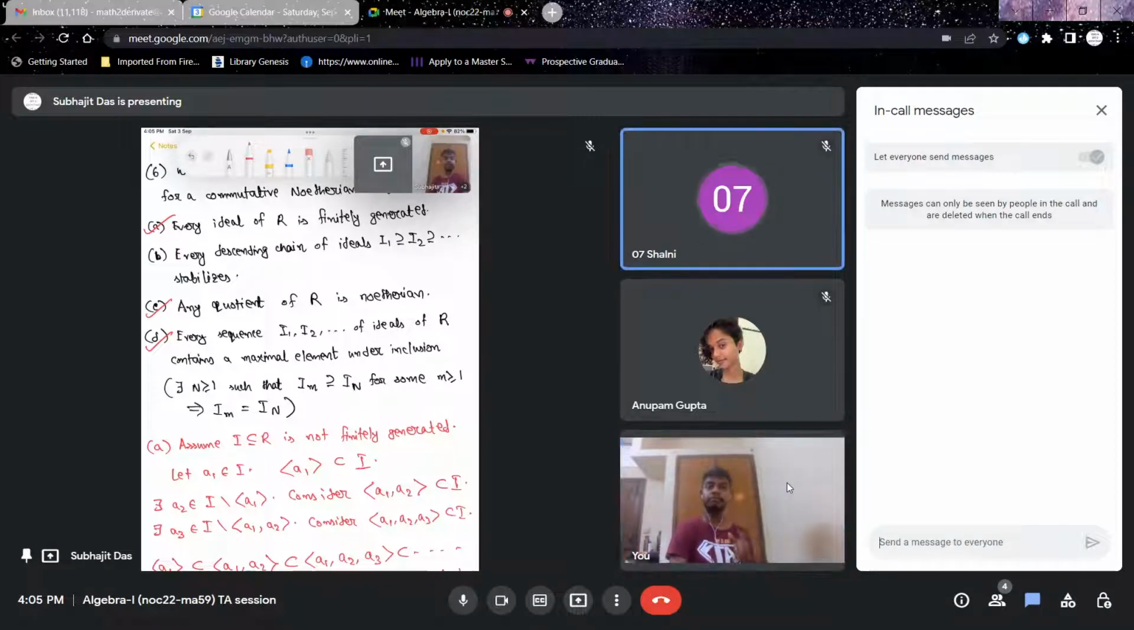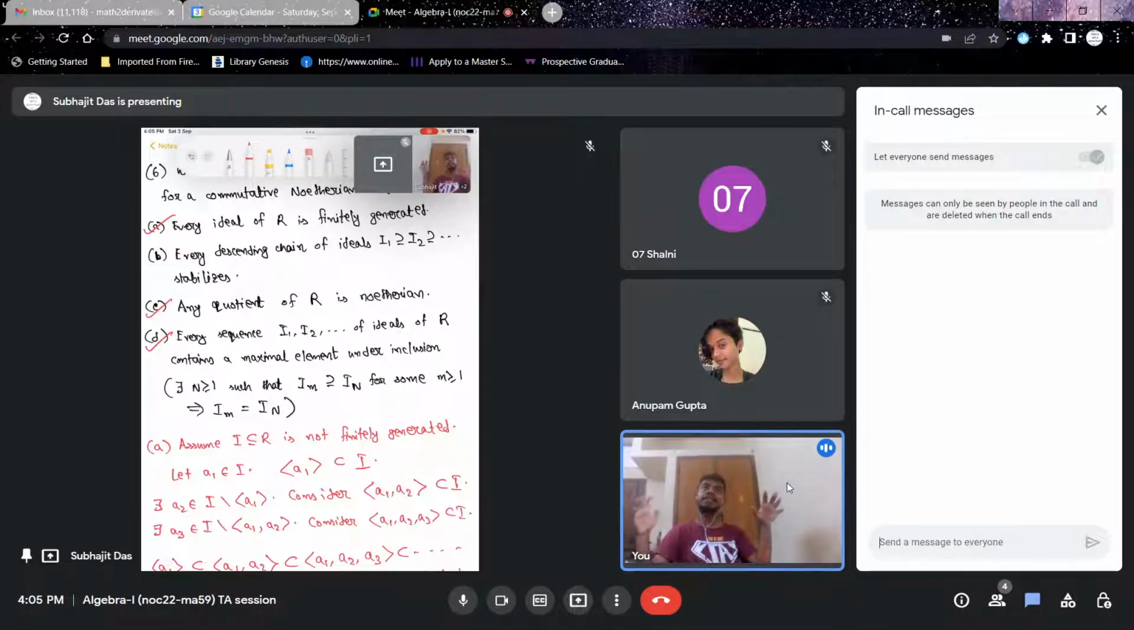Yes, sir. Maximal doesn't mean that the element is greater than or equal to every other element. Rather, maximal means that there is no element which is greater than that element. So maximal elements and greatest elements, there is a distinction in the case of partially ordered sets. Something is maximal means that there is no strictly larger something containing it and satisfying the same property.